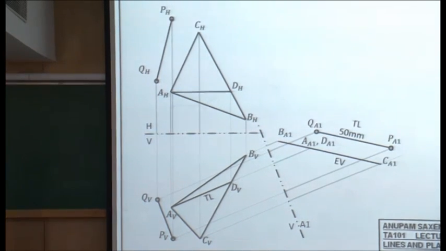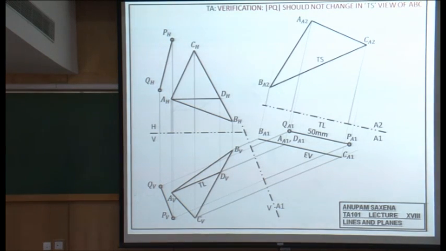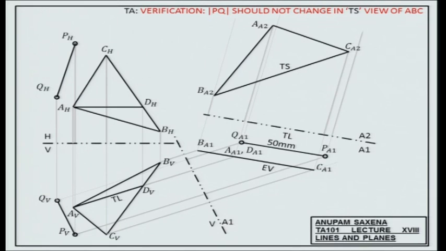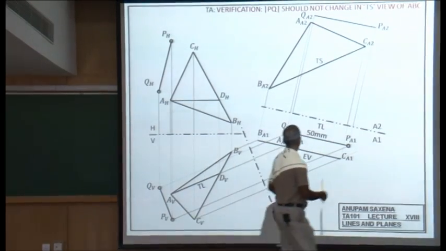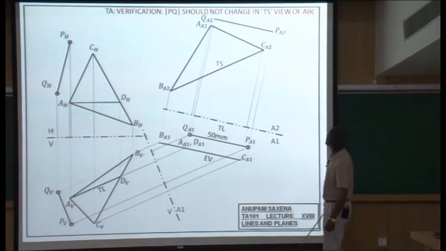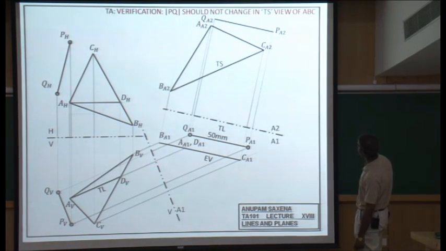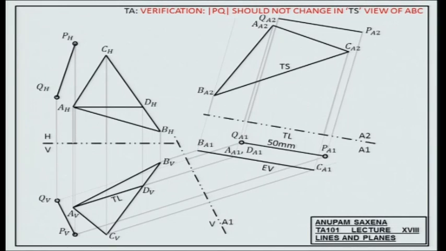PQ should not change in the true shape view of ABC. Let's see what this is. If I make the true shape of the plane, what am I doing here? Measuring the distance, transferring over there, measuring the distance, transferring over there. So this length would remain the same, over here and over here, and the only way this is going to be possible is if both these are parallel to the hinge line.